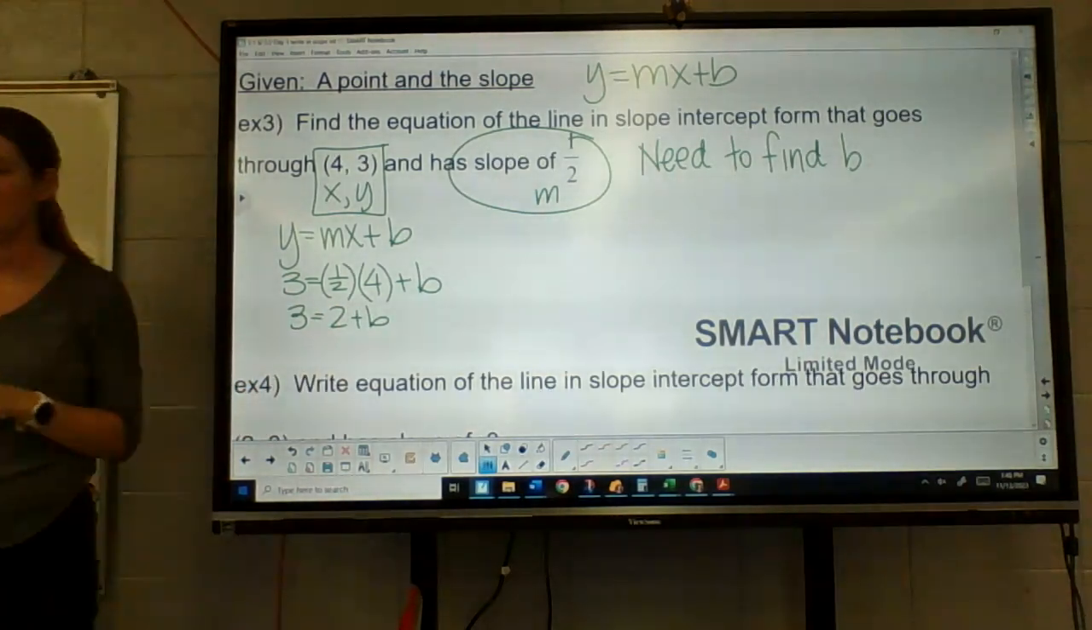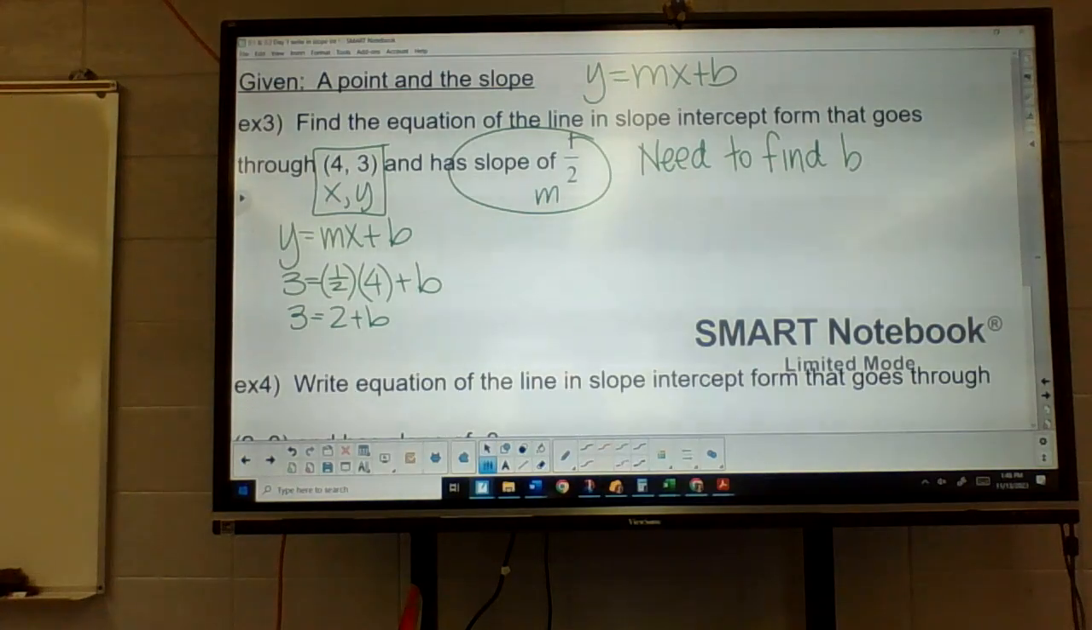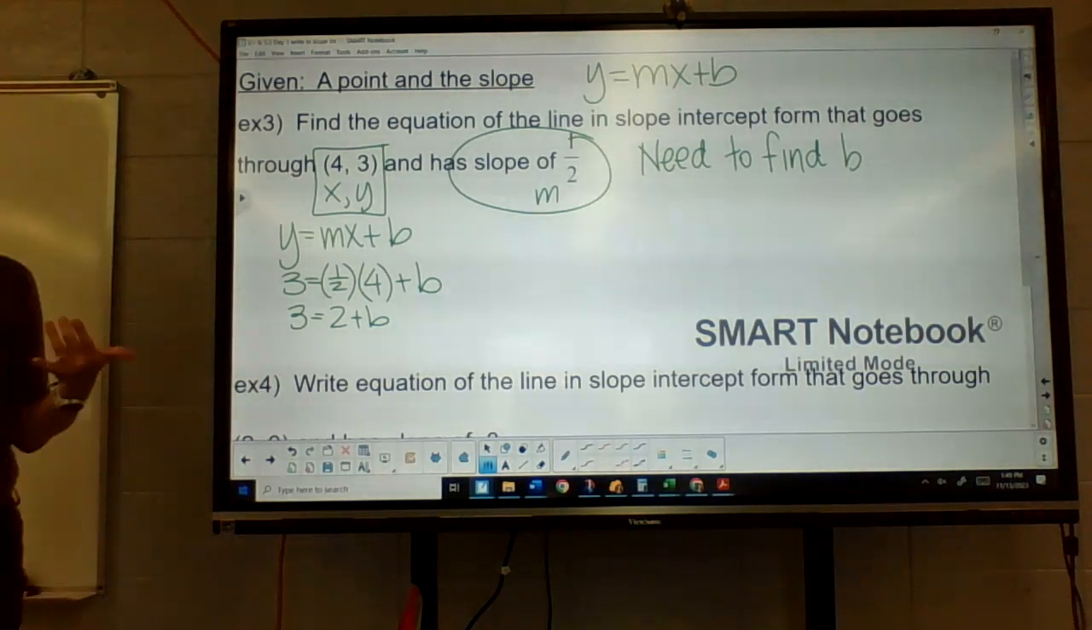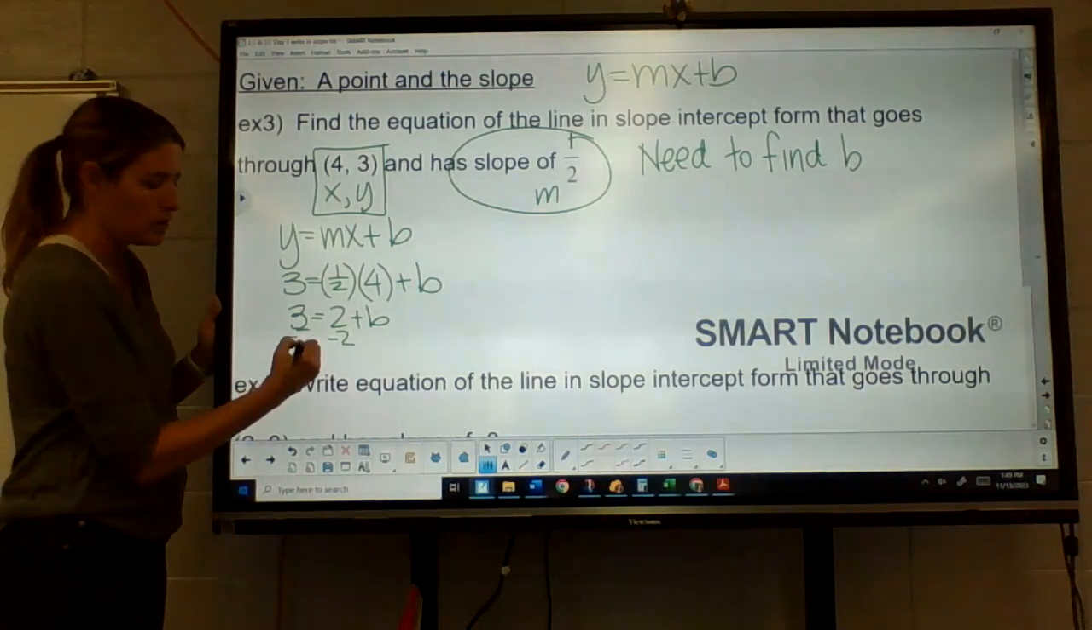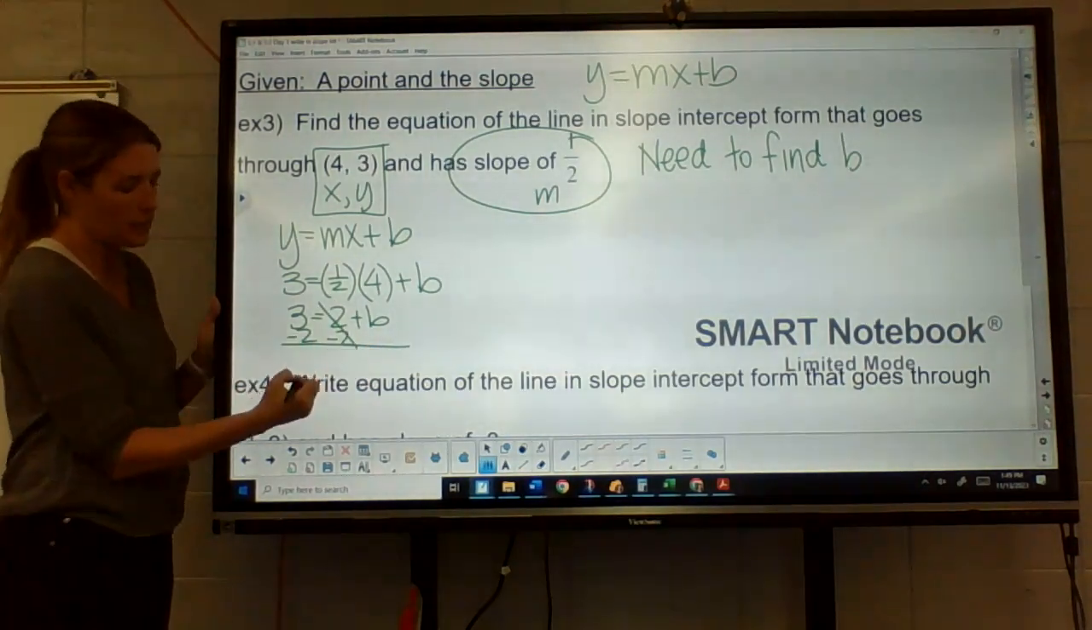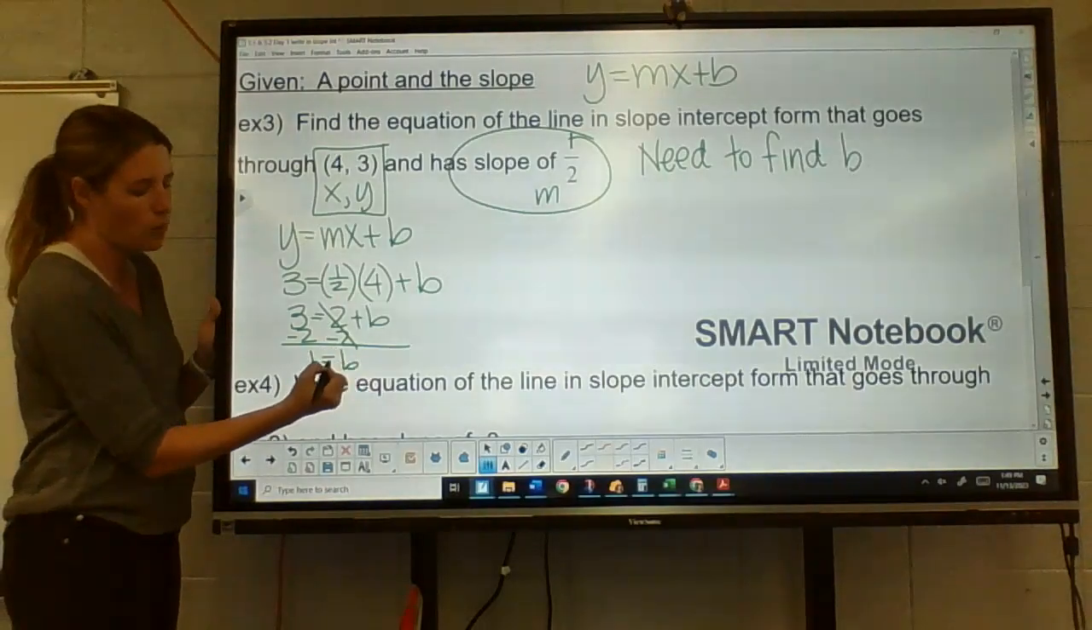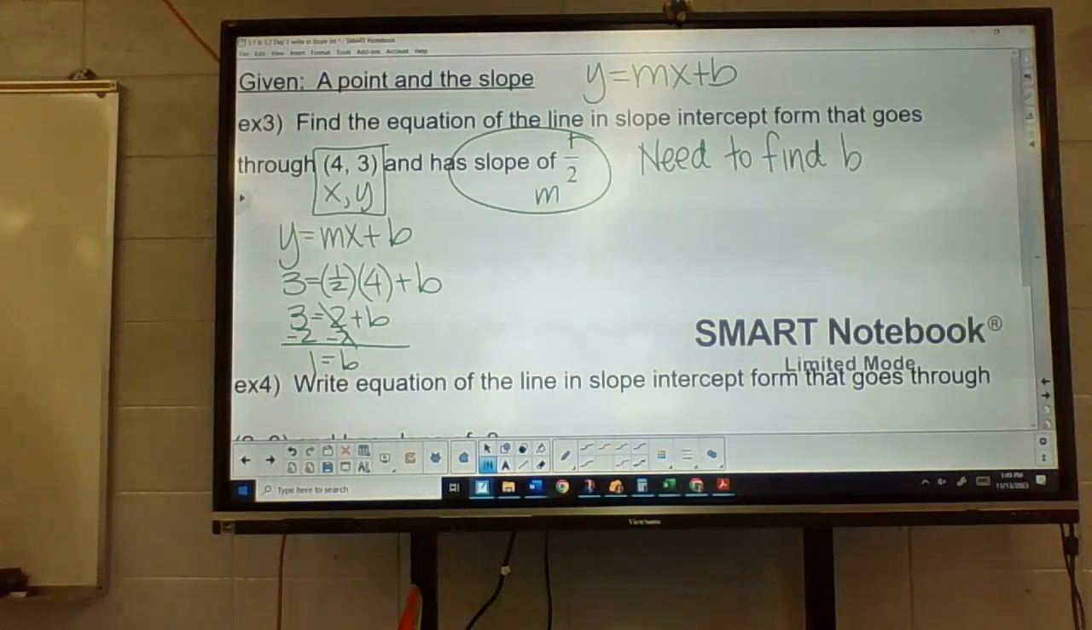Okay. So I did that math, and then I'm left with a very simple equation. Y, or 3, equals 2 plus b. So to figure out what b is, what am I going to do? Subtract 2. B equals 1. So 3 minus 2 is our b, which is 1.